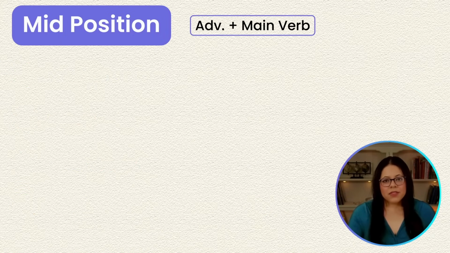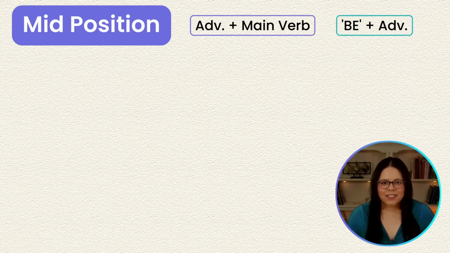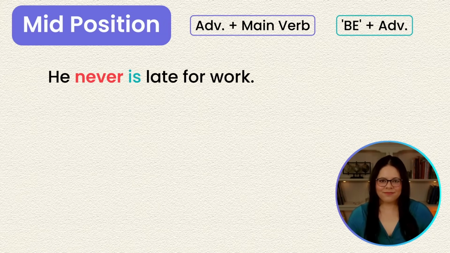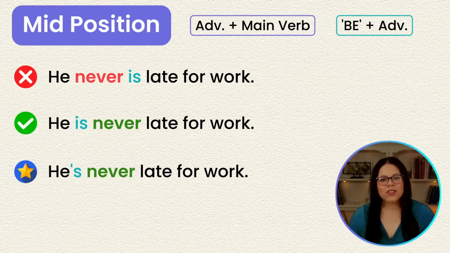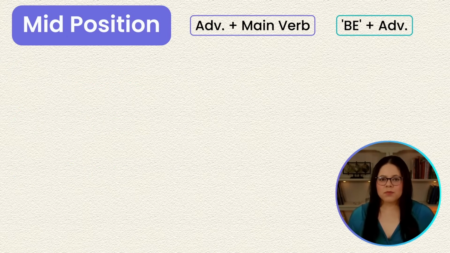However, if the main verb is be, put the adverb immediately after be. He never is late for work? No, he is never late for work. More commonly, with the contraction, he's never late for work. So, what types of adverbs belong in the mid position?